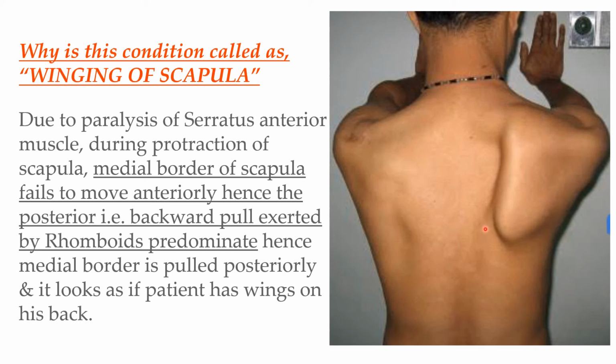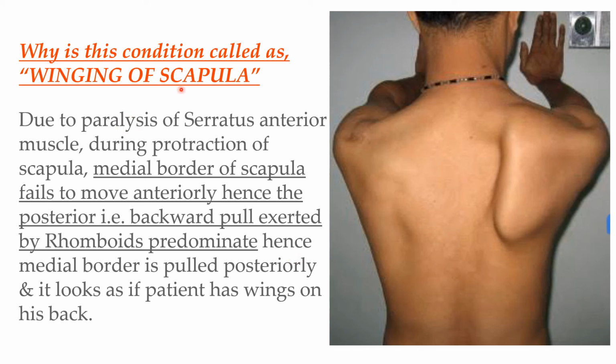As you can see in the illustration here, the medial border of the scapula is protruding outward, that is protruding posteriorly. This is because of the paralysis of serratus anterior, which is now not able to pull this border anteriorly. As a result, the border is pulled posteriorly because of the action of rhomboids.